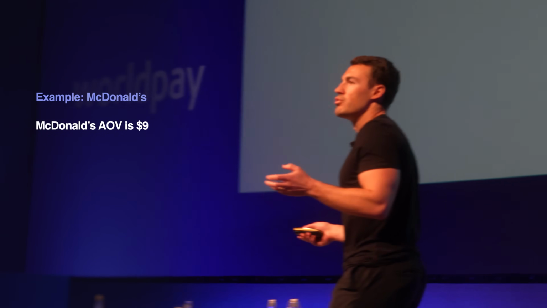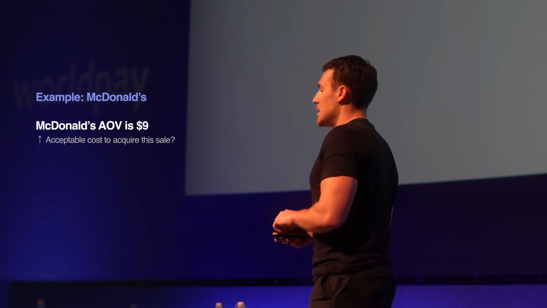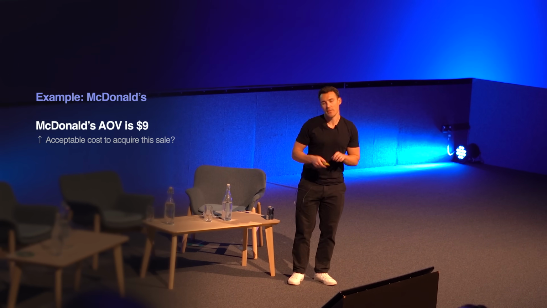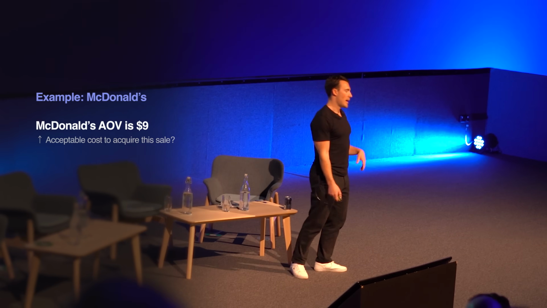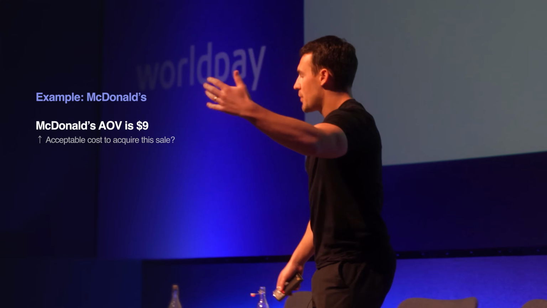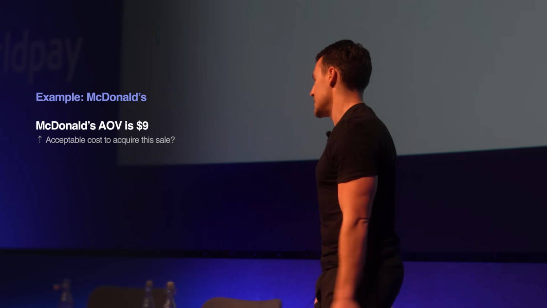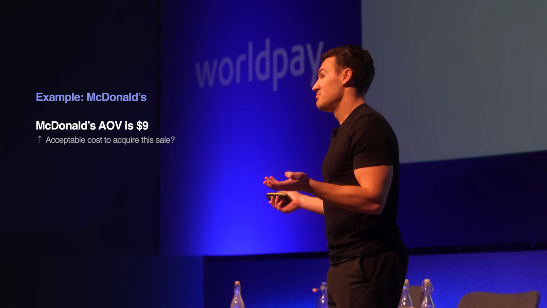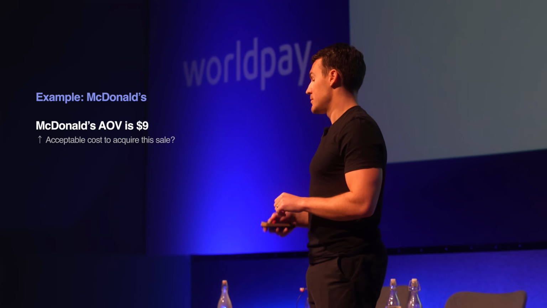McDonald's AOV, their average order value, someone goes into McDonald's and buys a burger or chips or whatever, is $9. So really small average order value. What would be the acceptable cost to acquire this sale? Imagine you're talking to your team and you're like, right, okay, each time we make a sale, we get $9 in. What would you be willing to pay to get that $9 sale? $3? Maybe less? 3x ROAS?